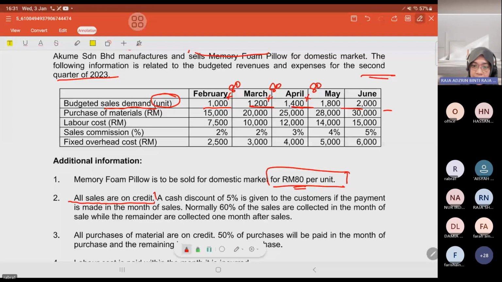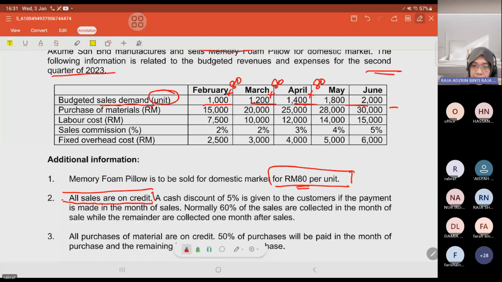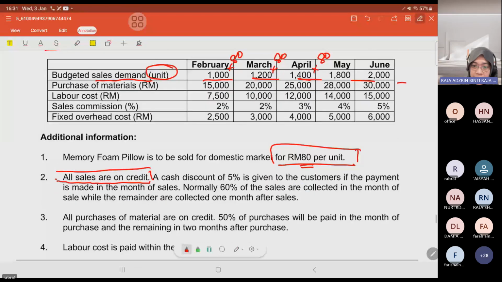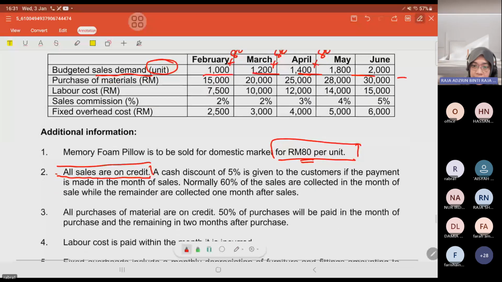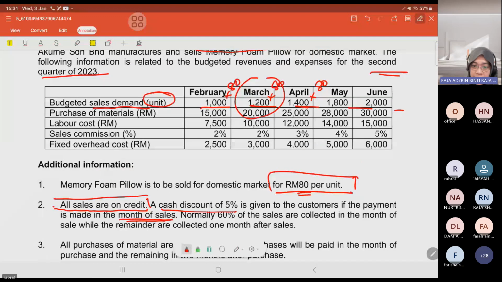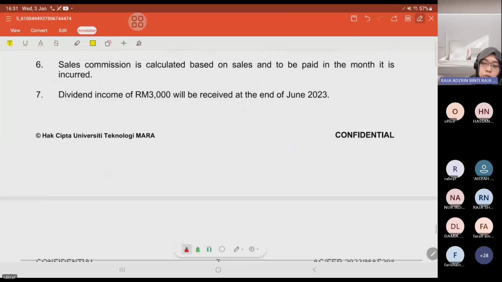So when you do a cash budget, just follow the question. So all sales are on credit, maknanya tak ada cash sales. So all are on credit. Kemudian you bagi discount 5% if dia make the payment in the month of sales. Okay, so maksudnya you work out, ambil je satu period. Let's say if you take the March punya period kan. Ni saya tunjuk contoh je lah.